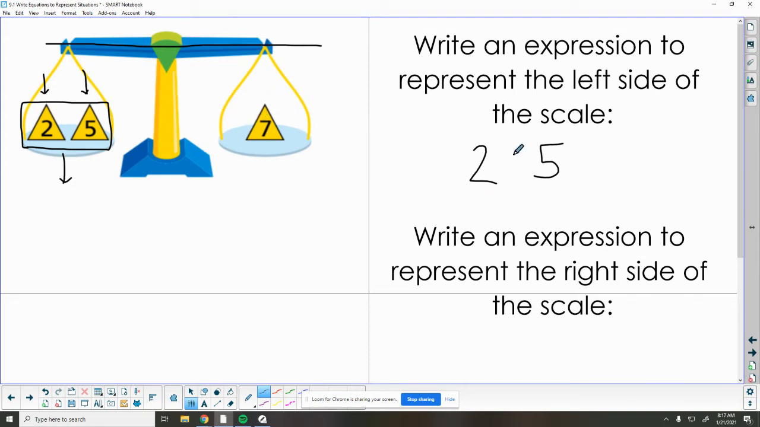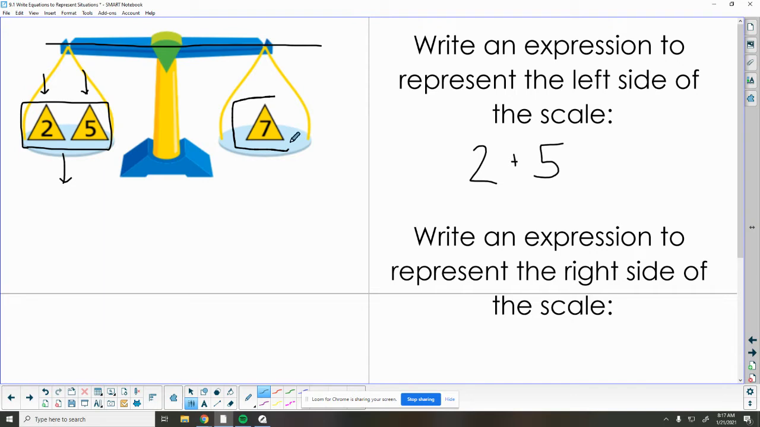So we need to add these. They're just placing them. We have 2 and they put 5 more on. We're just adding on to what we already have. So now we want to write an expression. So we have a unit of 2, we have a unit of 5. Together they make 7. So now we want to write that expression for the right side of the scale.